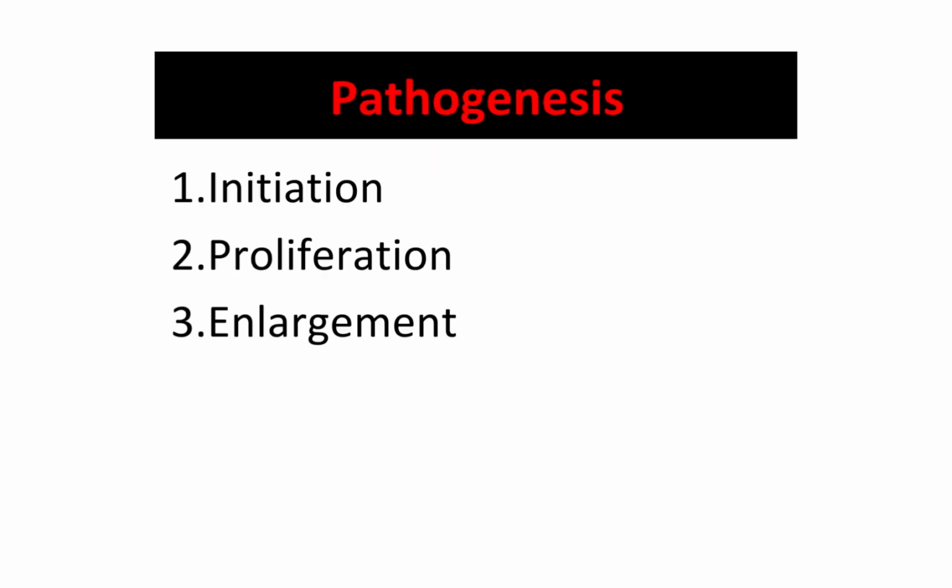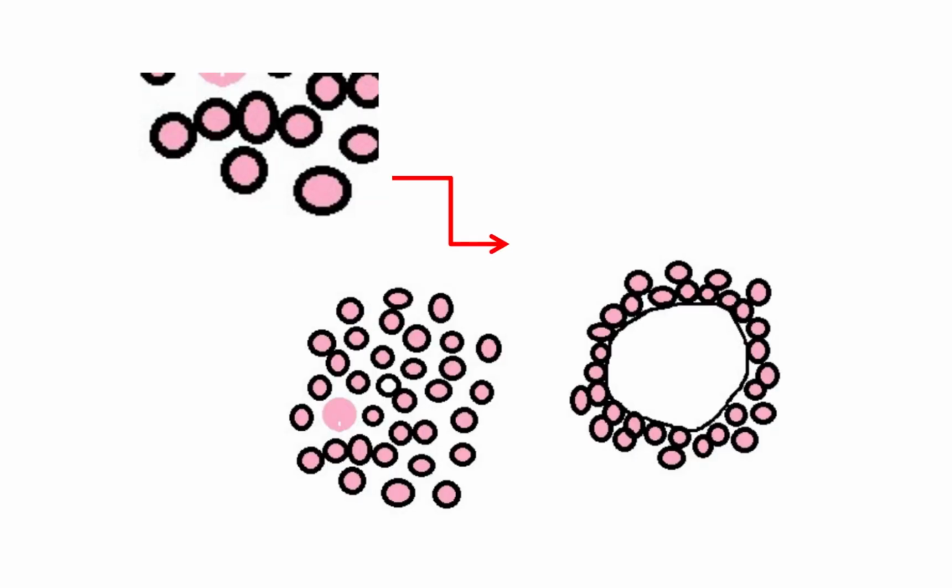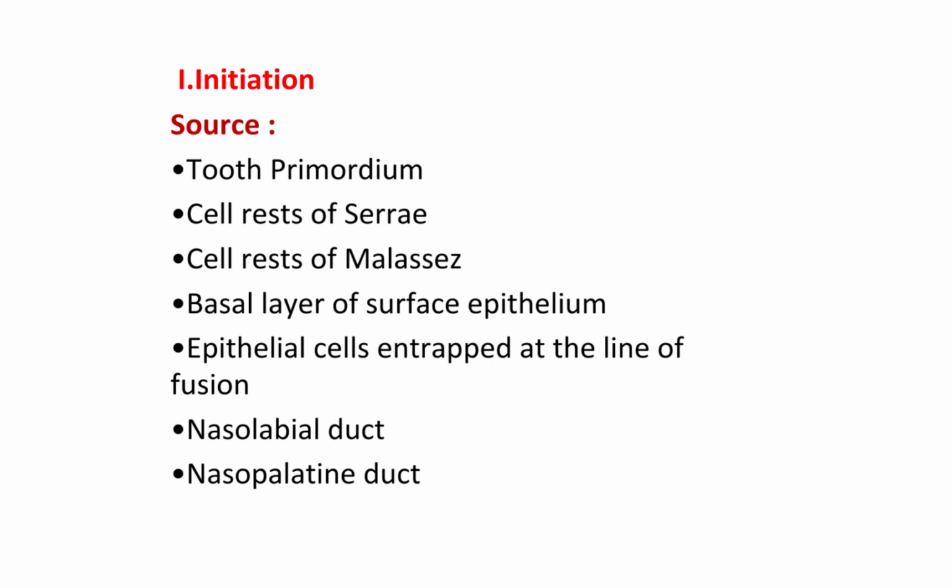Moving on to the next topic, that is pathogenesis of cyst, which basically means the origin and development of cyst. The pathogenesis is divided into 3 steps, which are initiation, proliferation, and enlargement. Initiation, or source of origin. There can be many sources of cysts in the jaw, namely tooth primordium, cell rests of Serres, cell rests of Malassez, basal layer of surface epithelium, epithelial cells entrapped at the line of fusion, nasolabial duct, and nasopalatine duct.